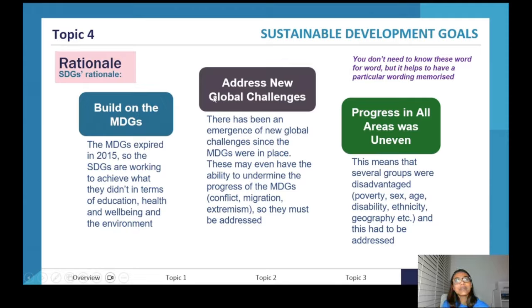The next point, we're addressing new global challenges like conflict, migration, extremism, and the climate crisis as well. So we needed to develop new plans and strategies and reprioritize for that. Then we've got progress being uneven across the world. So we've realized that there's disparity and we need to address that.